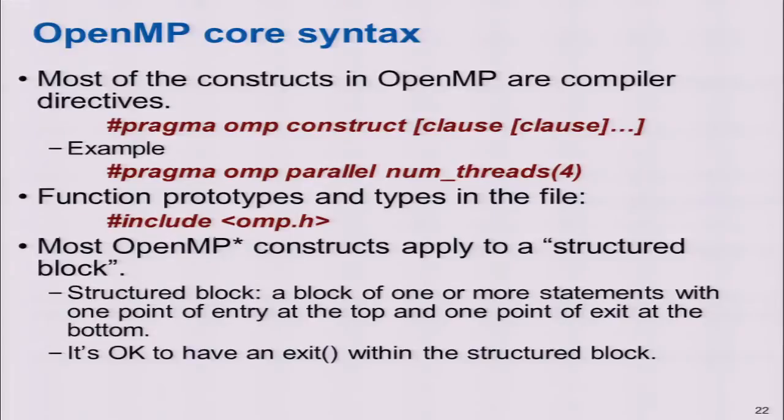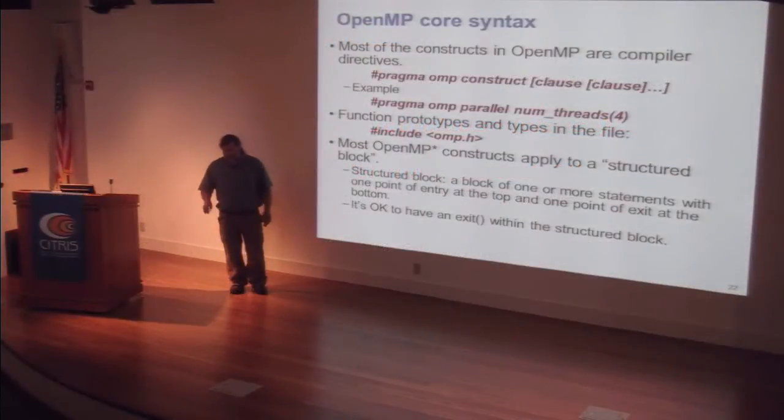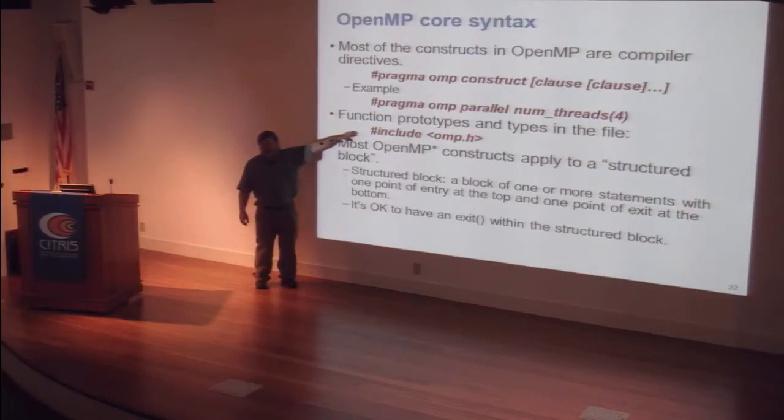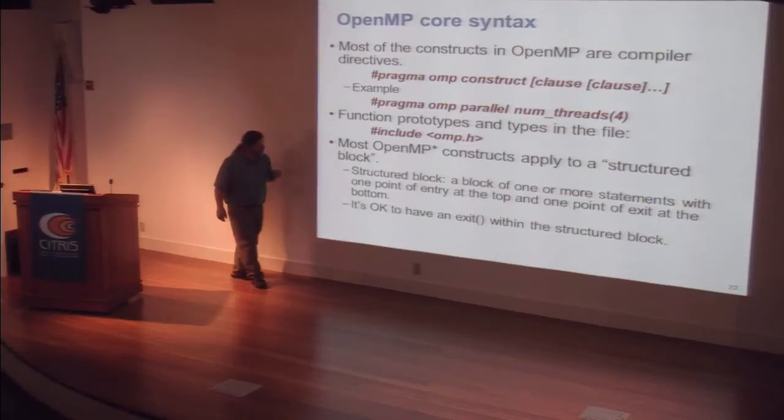So that pragma OMP parallel says create a bunch of threads, and the num threads clause says, by the way, please try to give me four threads. And I'll have more to say about that in a moment. You've already been introduced to pound include OMP.h. You probably already have that memorized, so you should have no problem there.